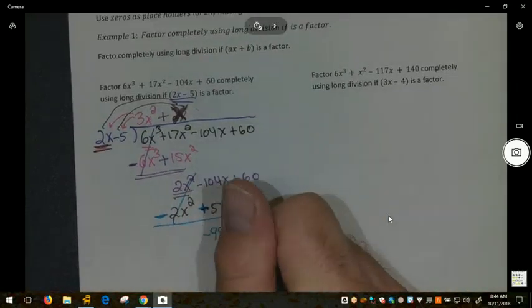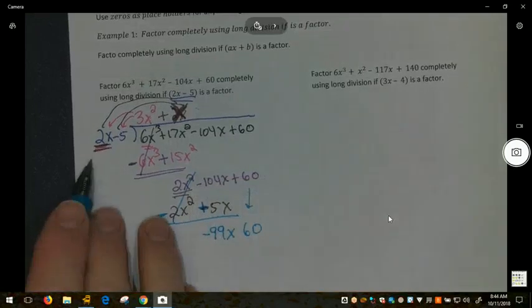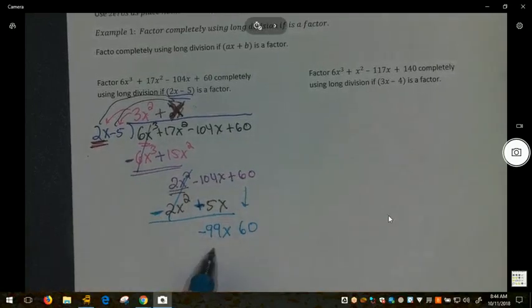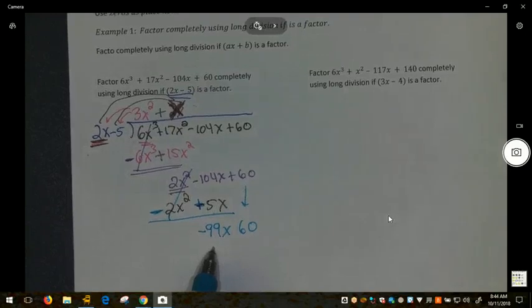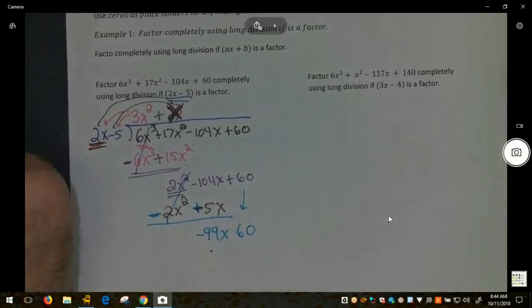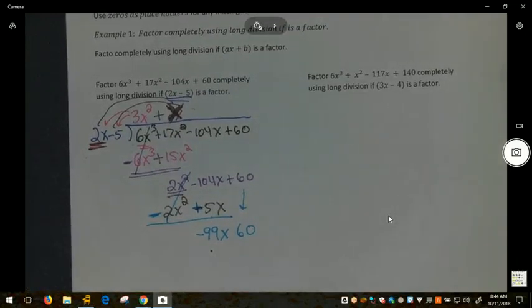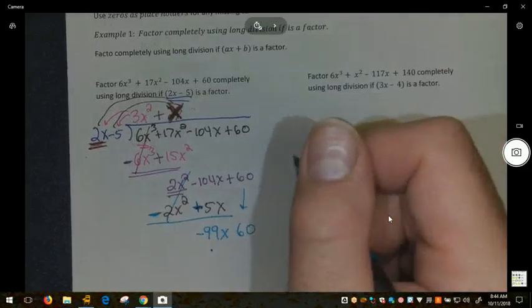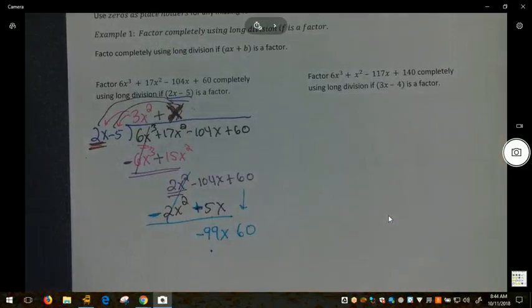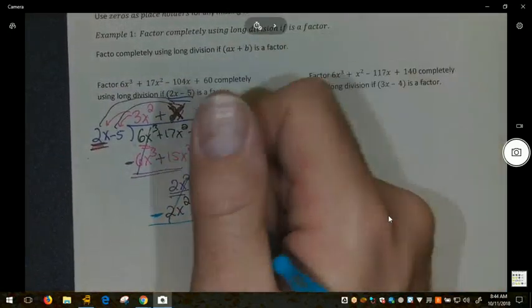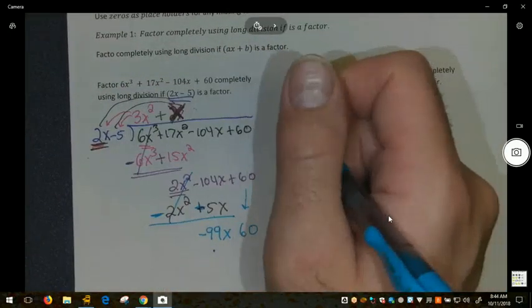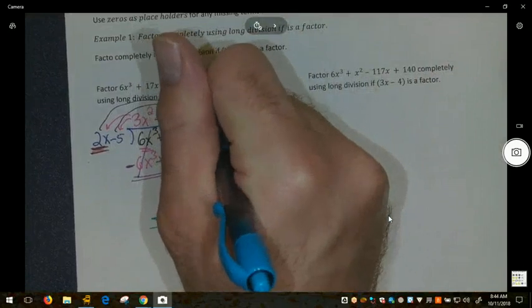Bring down the other term. 2x times what is 99x? Well, I don't need an x, but I need something that multiplied by 2 would be 99. That's 49 and a half. I don't really like that, so I'm going to leave it in fractional form. I'll say 99 halves, so we'll do plus 99 halves.